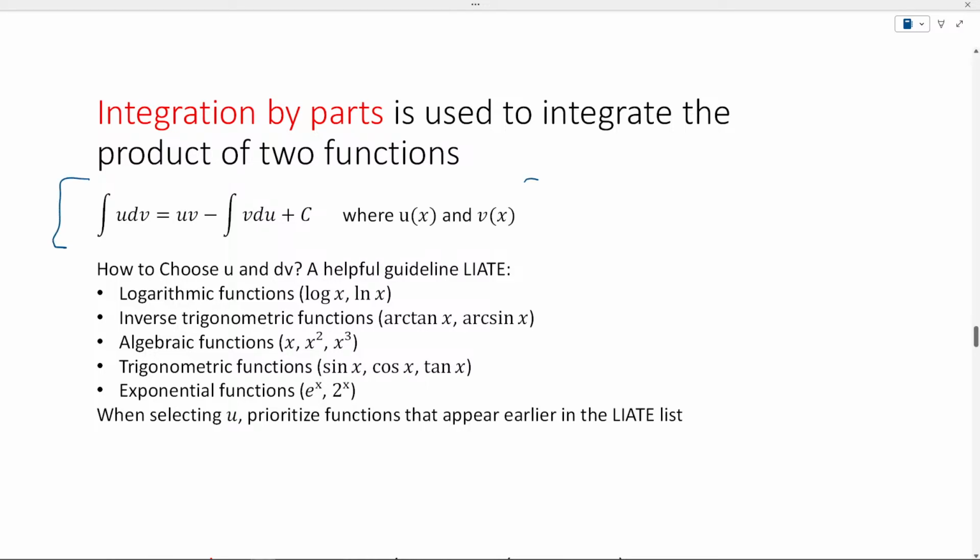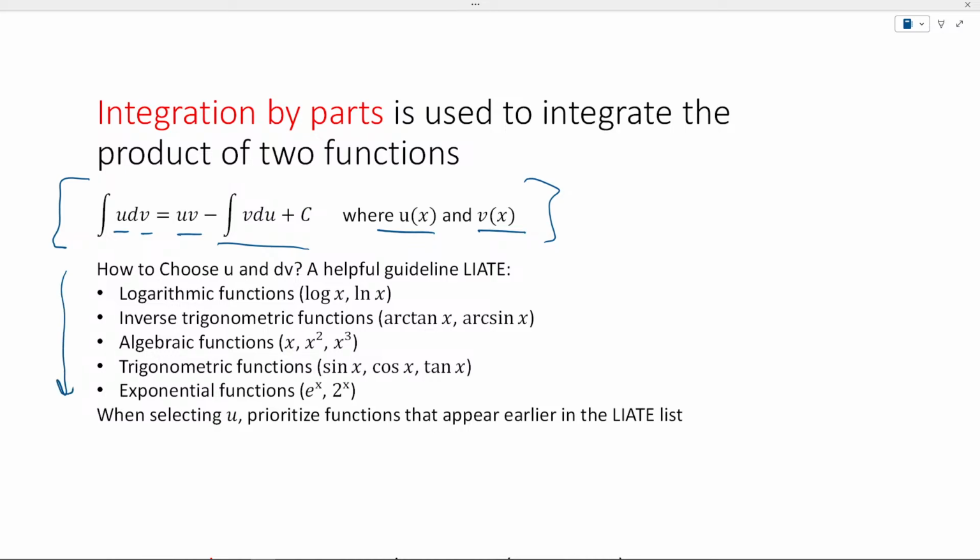So you take this as your first function, you take this as your second function, and then you expand it in this way. Okay, so u is your first function, v is your second function. Now, the question is how to choose your u and how to choose the v.